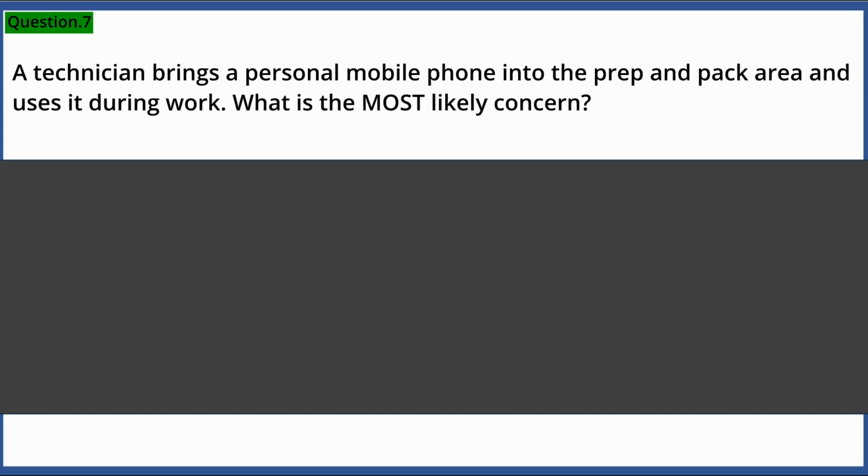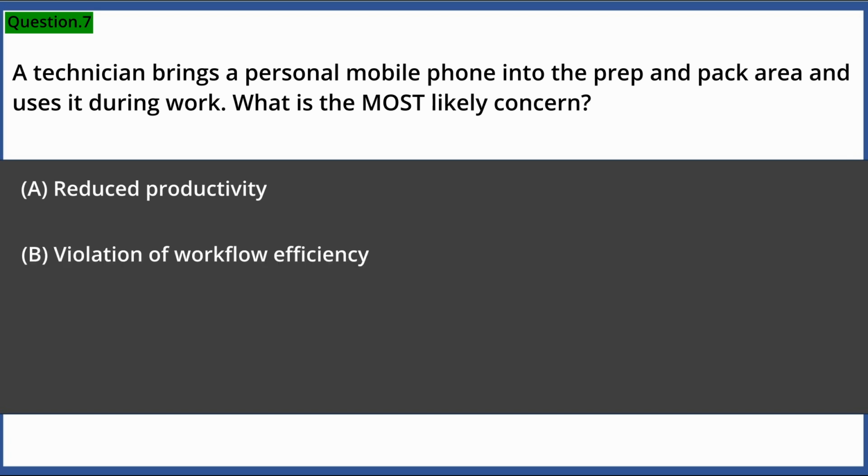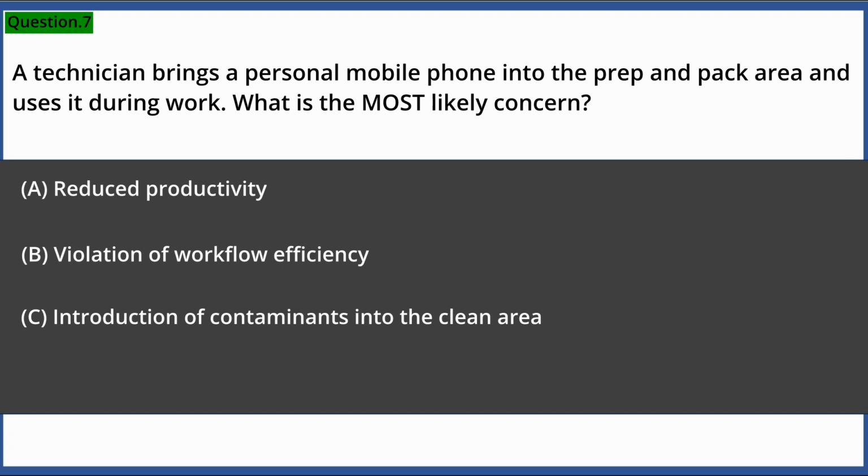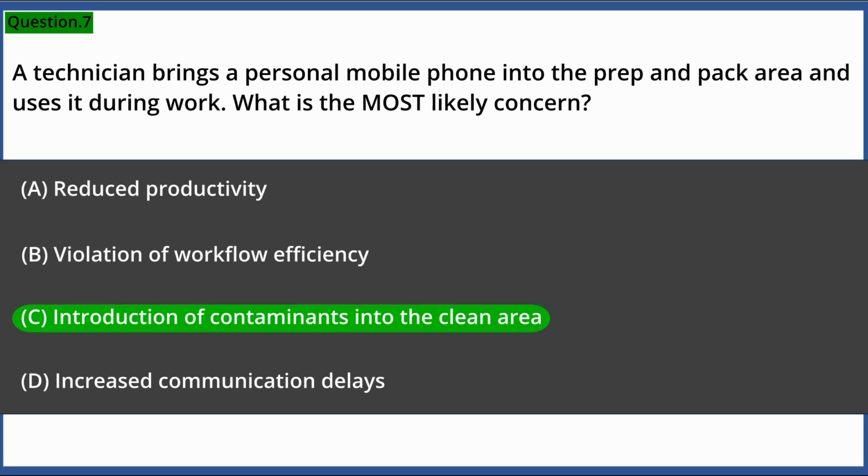A technician brings a personal mobile phone into the prep and pack area and uses it during work. What is the most likely concern? A. Reduced productivity. B. Violation of workflow efficiency. C. Introduction of contaminants into the clean area. D. Increased communication delays. Answer: C. Introduction of contaminants into the clean area.